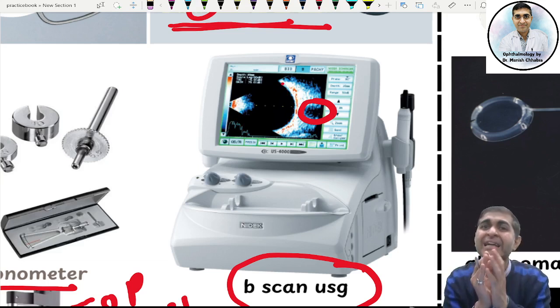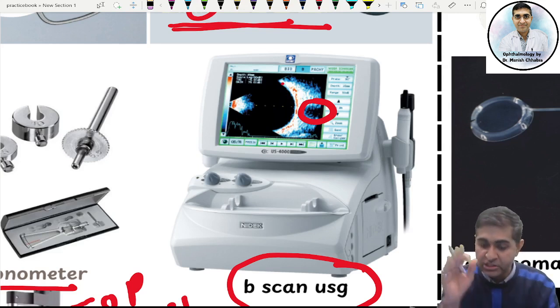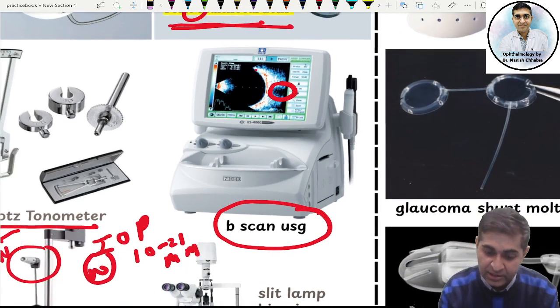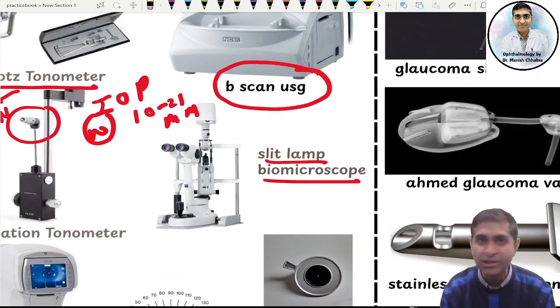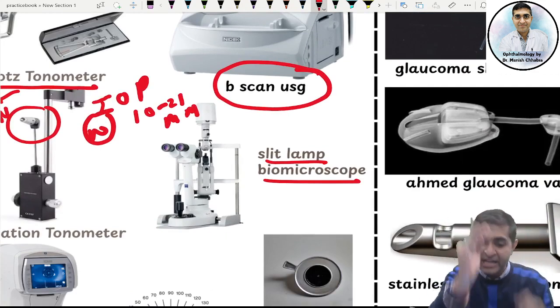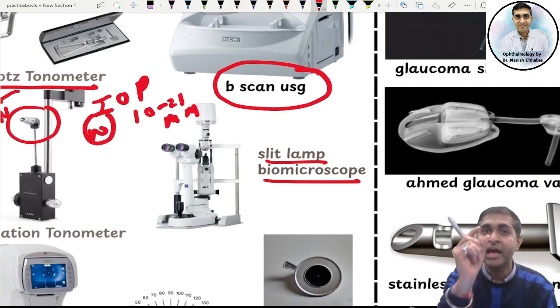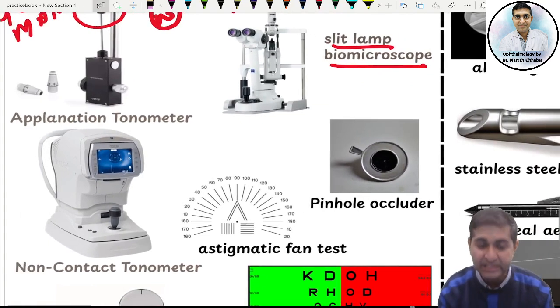So you can actually assess the posterior segment properly with the help of this ultrasound. Okay, and this is your optic nerve. All right, now this is the slit lamp biomicroscope, which is used for general ophthalmic examination as well as slit lamp biomicroscopy with the help of your 90D aspheric lens. You can even use a plus 78D lens.